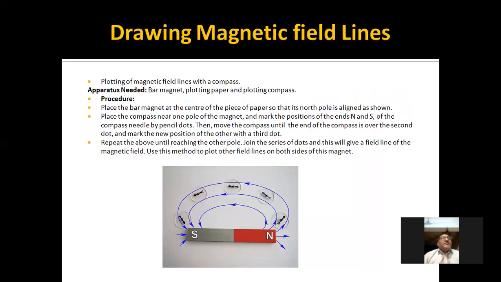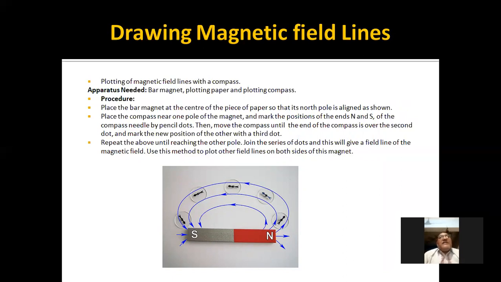Okay, so here we have how we can plot the magnetic field lines around a bar magnet. The procedure is very simple. We take a paper and paste it on a flat table. We put a bar magnet on that paper and mark the boundary of the bar magnet. We also write in that boundary where the north pole is and where the south pole is. Then we take a very small magnetic compass and put it near the north pole.